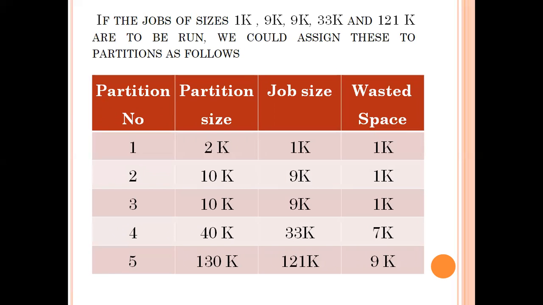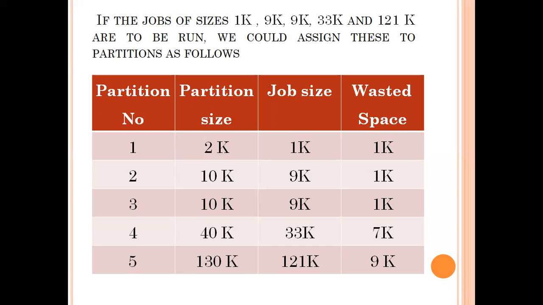Let us consider the same set of 5 jobs of size 1K, 9K, 9K, 33K, 121K. Here, partitions are not made initially. What is the size of the first job? 1K. In that case, you can make a partition of maximum 2K, because at a later stage the size of the job may increase. So don't make the partition exactly the size of the job.